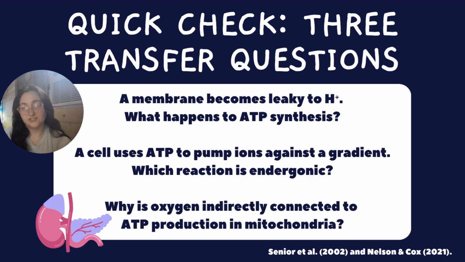These are some great questions that can serve as a check for understanding and an example of critical thinking with this subject. So, a membrane becomes leaky to hydronium. What happens to ATP synthesis? You should now know this from the lesson. A cell uses ATP to pump ions against a gradient. Which reaction is endergonic? Another one. Why is oxygen indirectly connected to ATP production in mitochondria? So these can all serve as a great formative assessment.